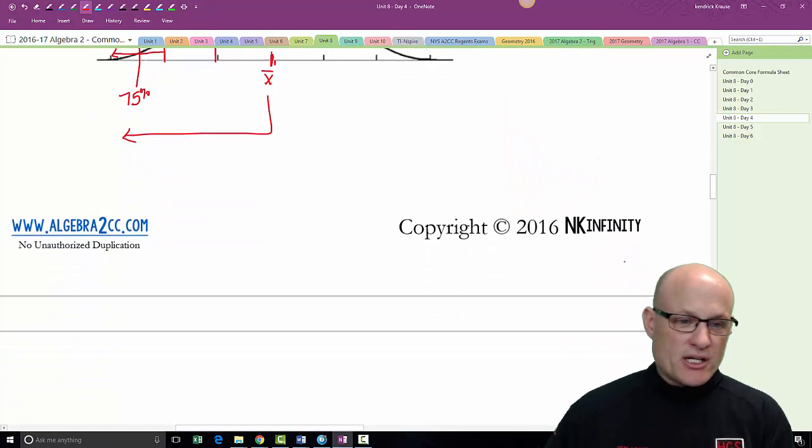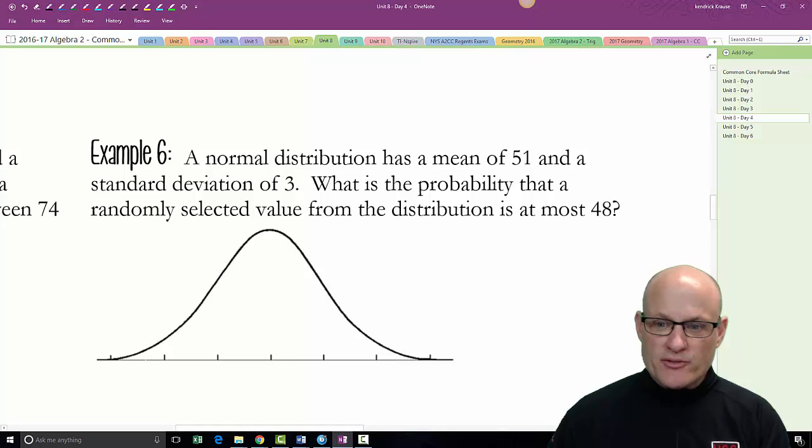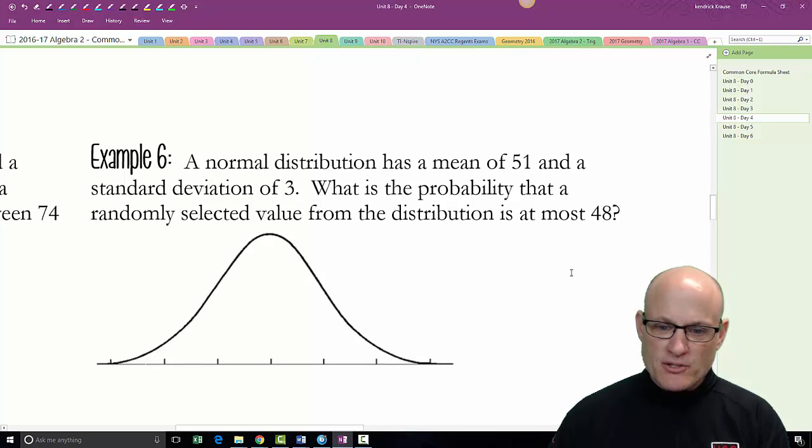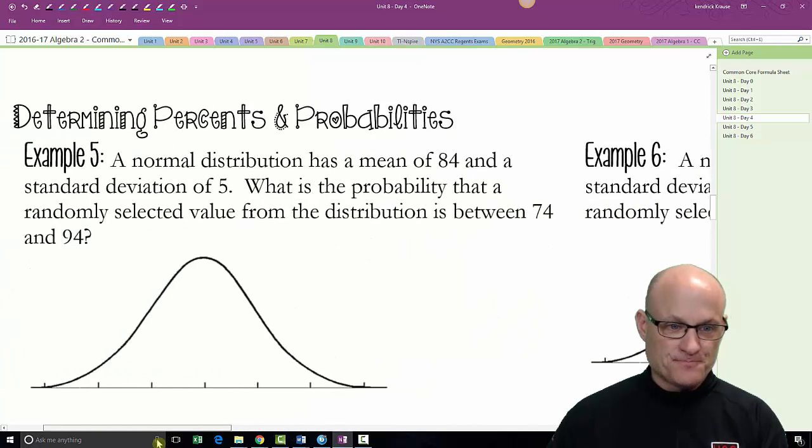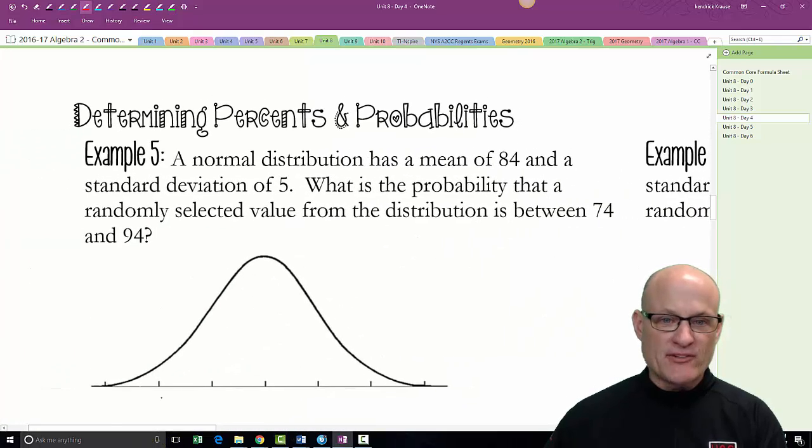All right, got a few more examples on how we're going to use this. Then we're going to start answering questions. Maybe I can't get there. Let's see. Am I going to be able to get there? There you go. Determining percents and probabilities.